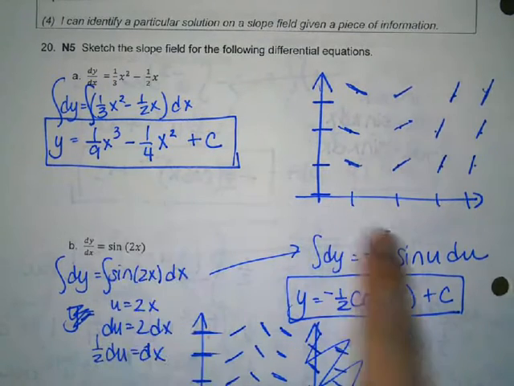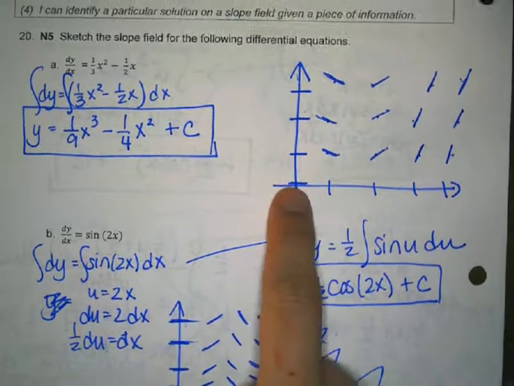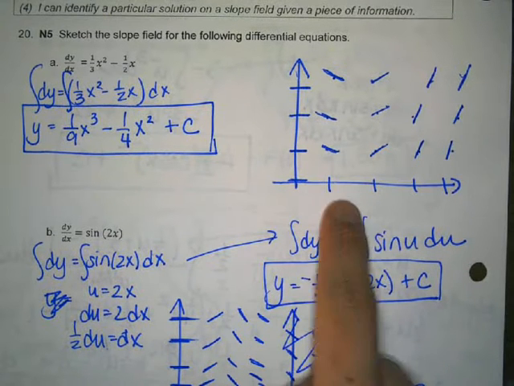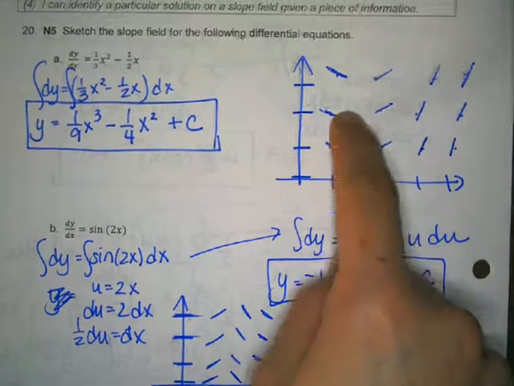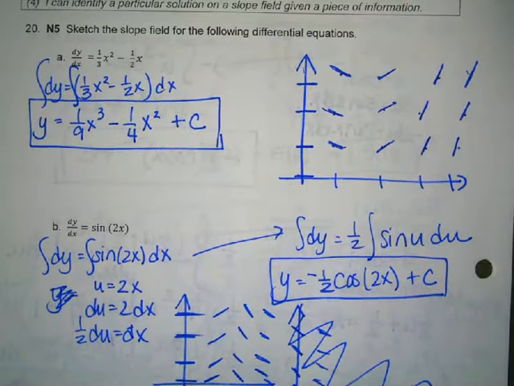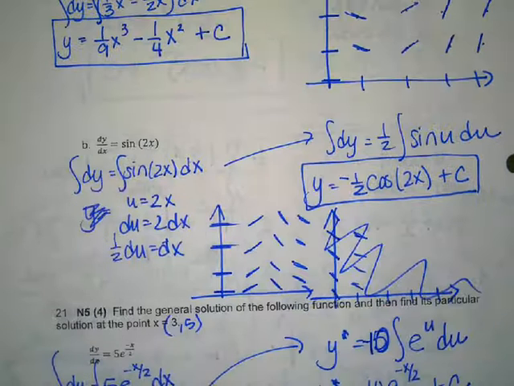And so those are my mini slopes, or the values. When I plugged in, like, let's say 1, I got a negative slope. For B, you're doing the same thing. This is the slope field for B.